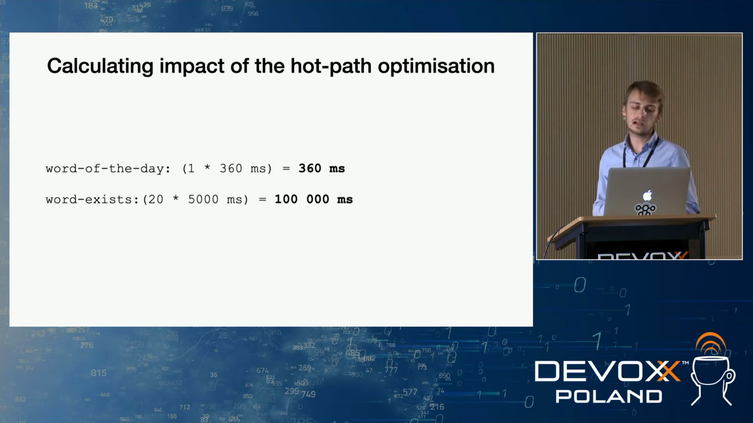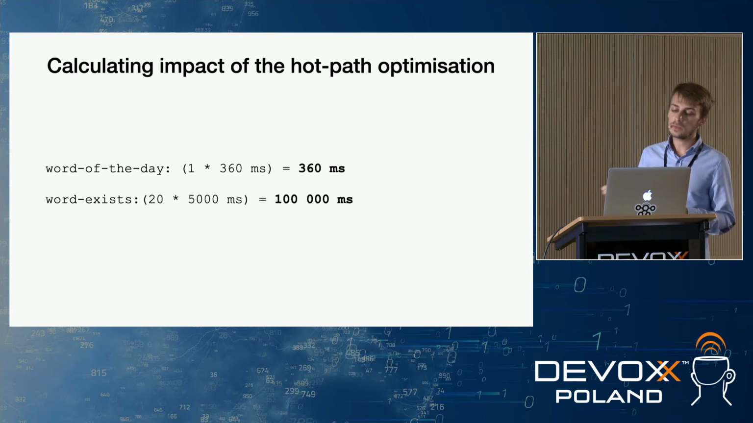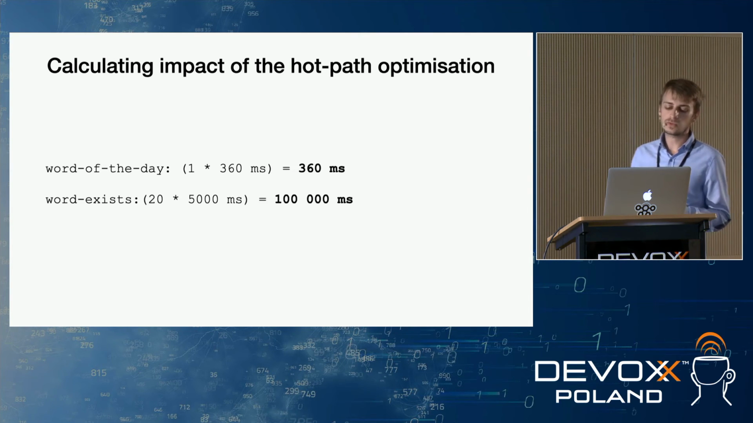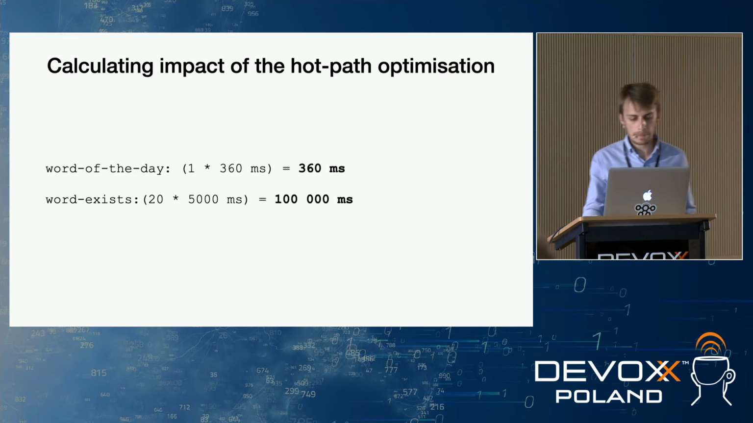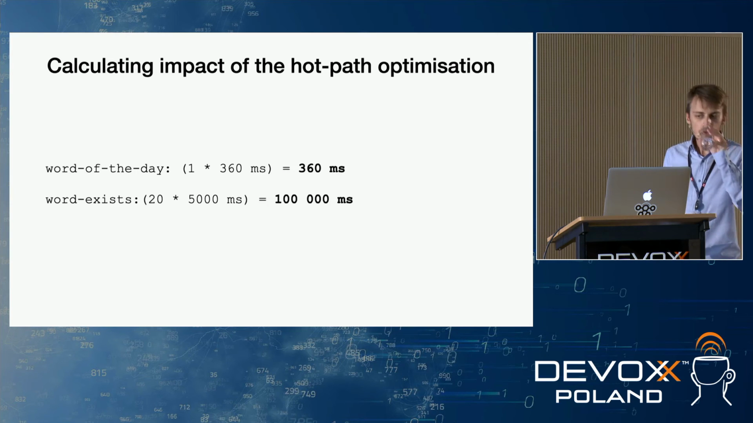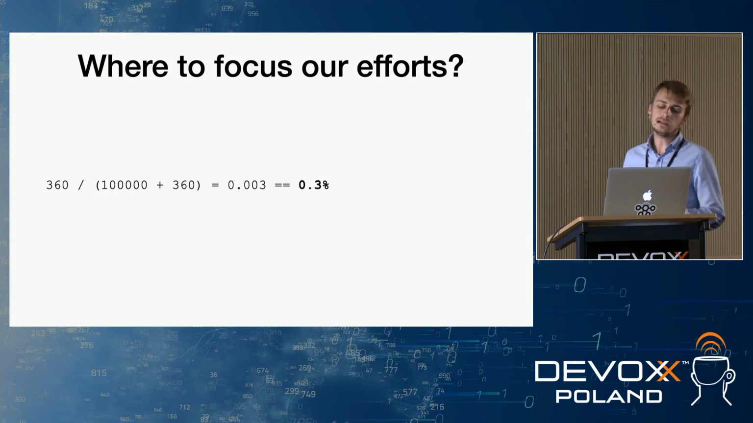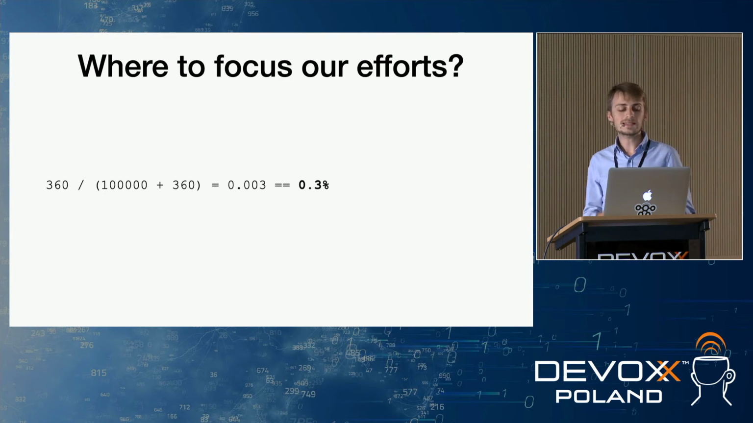And we can calculate that. So let's calculate the performance impact of both endpoints using the formula from the beginning of this presentation. The word of the day latency was 360 milliseconds, but we have only 1 request per second. And on the other hand, the word exists is almost 5,000 milliseconds. So using that, we can calculate that the word of the day is responsible for less than 1% of our service's request handling work. Once we have those calculations, it's obvious that we should focus our optimization efforts elsewhere. The word exists logic takes 99.7% of the total workload of our system.